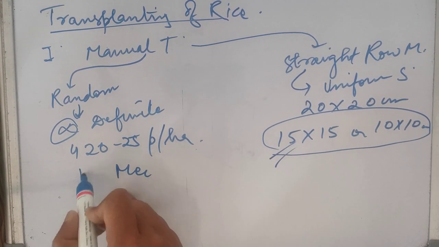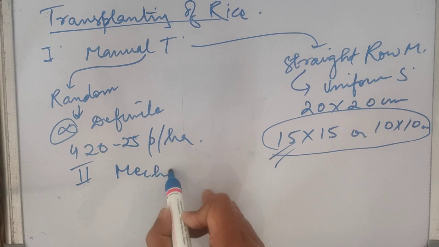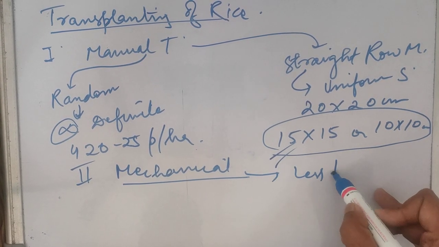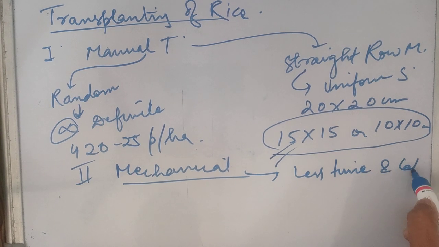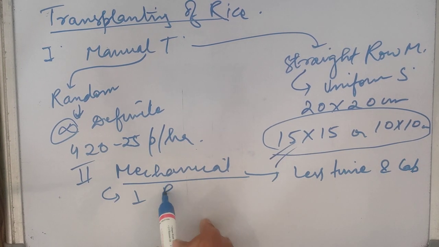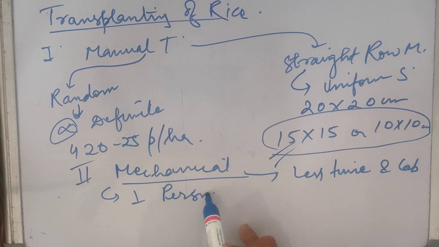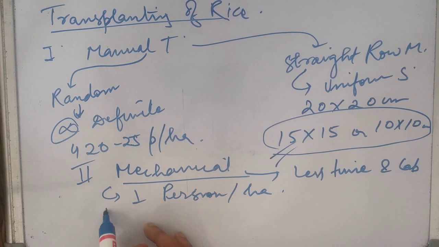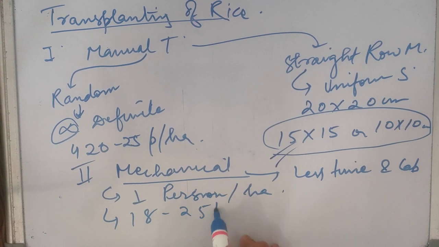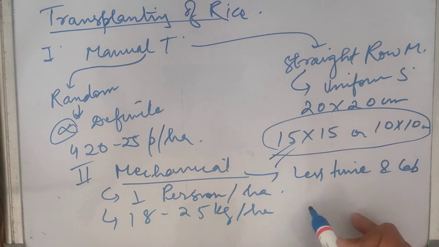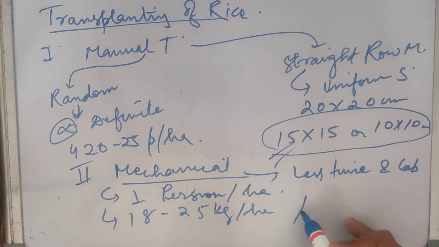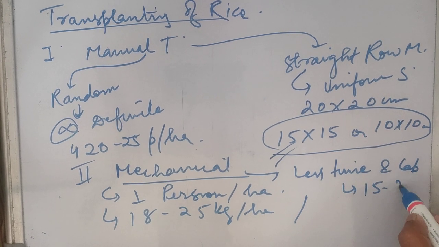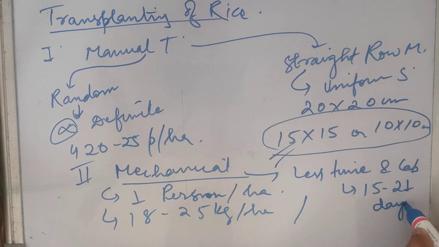This was manual transplanting. Second is mechanical transplanting. It requires less time and less labor. Mainly a single person can transplant 1 hectare, and it also requires fewer seeds, that is only 18 to 25 kg per hectare per 100 meter square of nursery. And seedlings usually get ready for transplanting in 15 to 21 days.